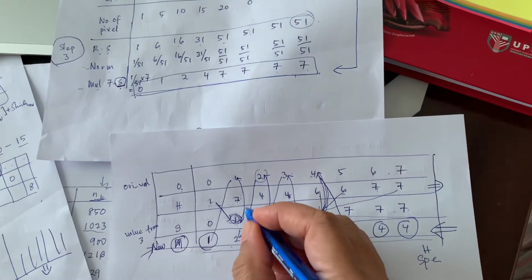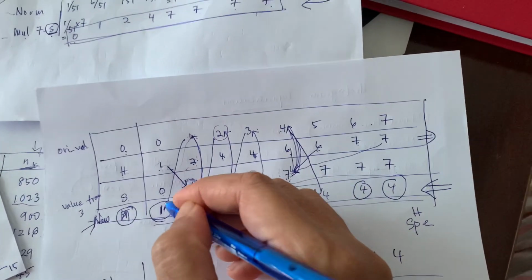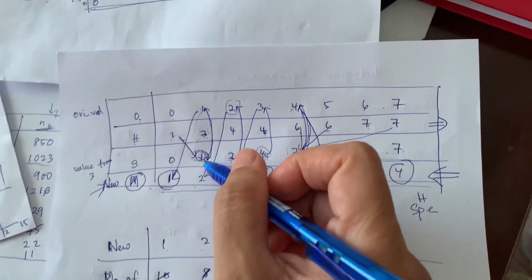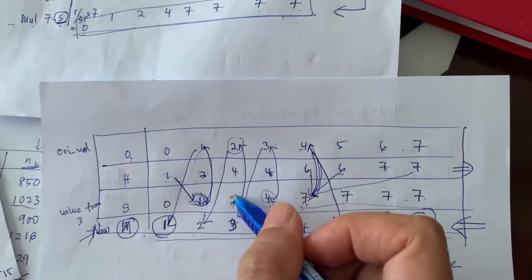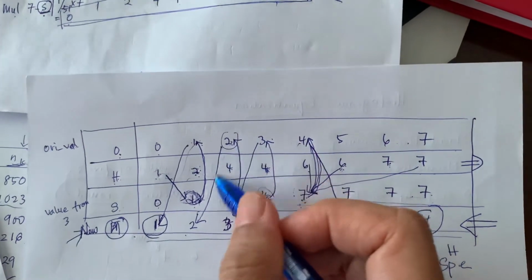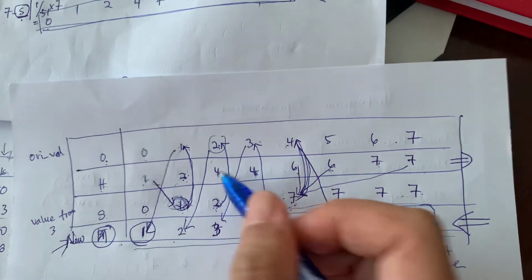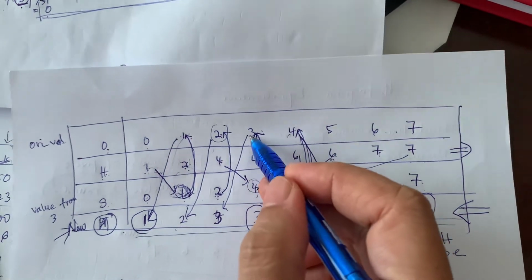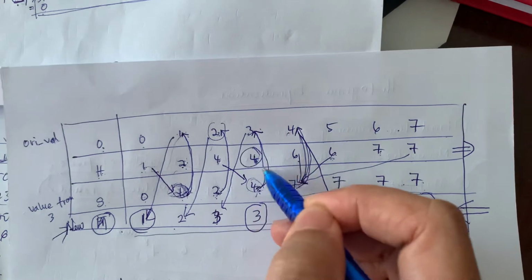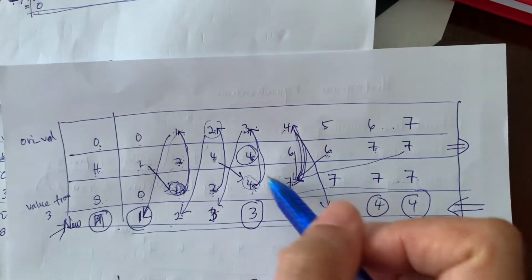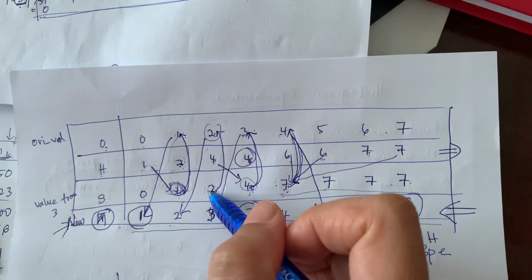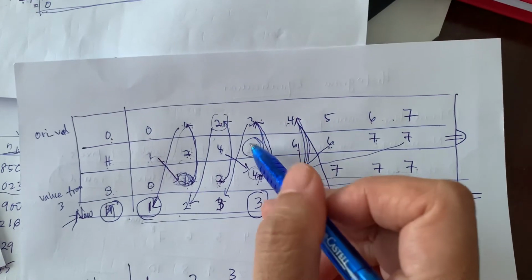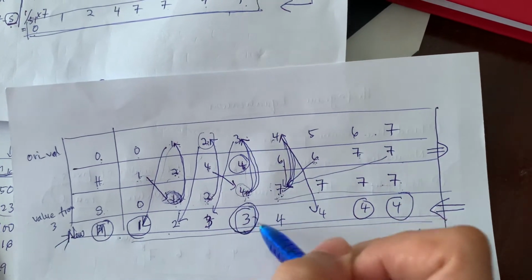Then you take the original value and map it to the new pixel. 2 maps to here because the difference is 1. Then 2 maps to here and you put it here. 4 maps to here. Then you take the 3 to here, the same goes to here. If you take this one, the difference is 3. If you take this one, the difference is 2. So for 4, the difference is 0. Then you take 3 and map it to the new one.